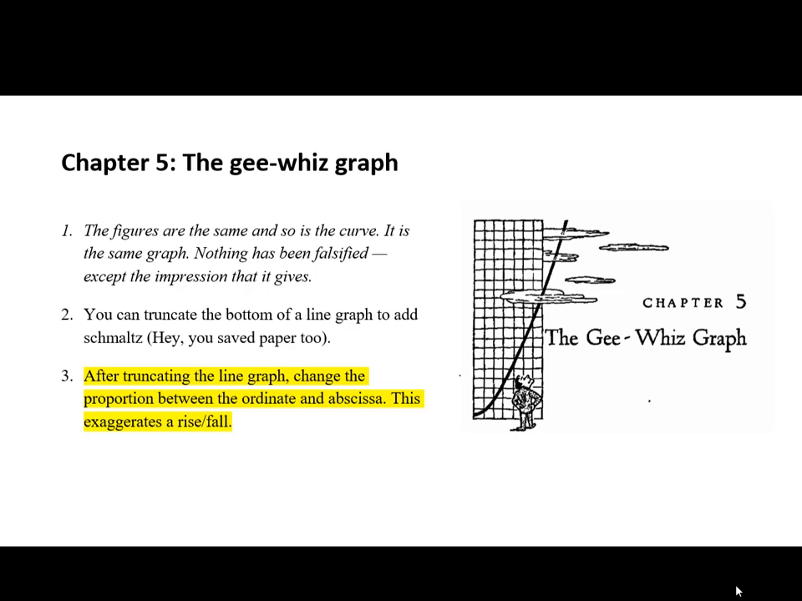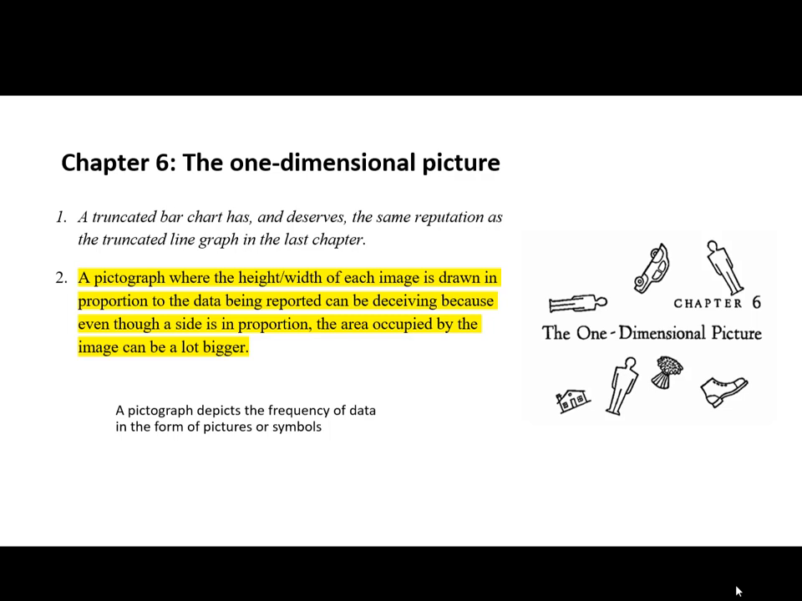Chapter 5, the gee-whiz graph. After truncating the line graph, change the proportion between the ordinate and abscissa. This exaggerates a rise or fall. Chapter 6, the one-dimensional picture, and it says a pictograph, which depicts the frequency of data in the form of pictures or symbols, where the height or width of each image is drawn in proportion to the data being reported, can be deceiving because even though a side is in proportion, the area occupied by the image can be a lot bigger.